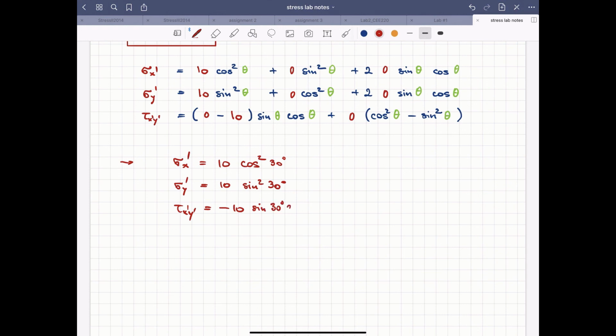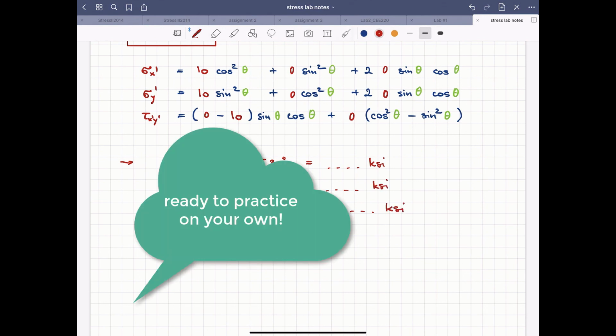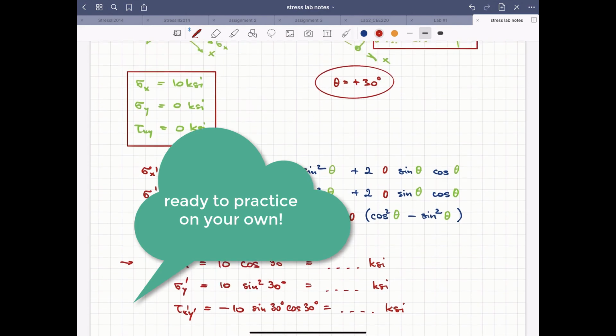I leave the numeric calculations to you as an exercise. Just plug it into the pocket calculator and you get the three values. The only thing to remember is to add the units, since we were sloppy above skipping the units. Never forget adding units to your results.